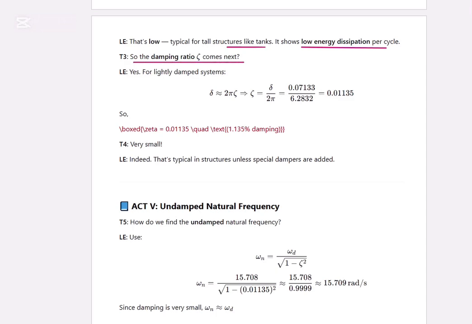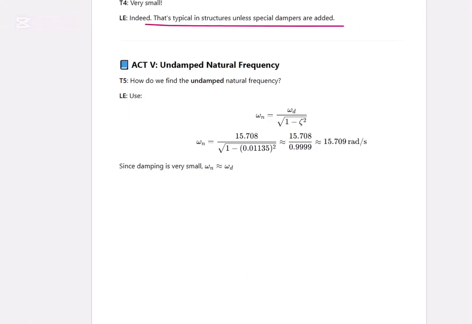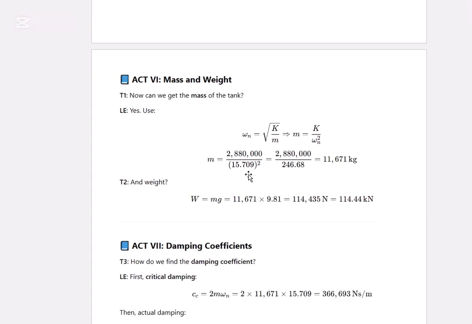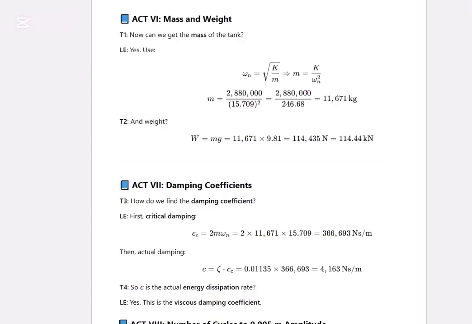So the damping ratio comes next. For a lightly damped structure, we can get it as delta over 2 pi. Very small. That's typical of a structure unless special dampers are added. The undamped natural frequency we can get from this. Mass and weight, we have the relation. The damping coefficient we can get from this value.